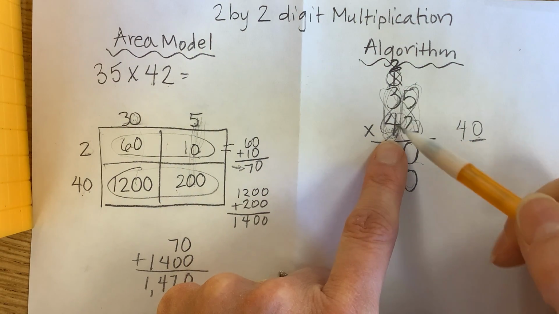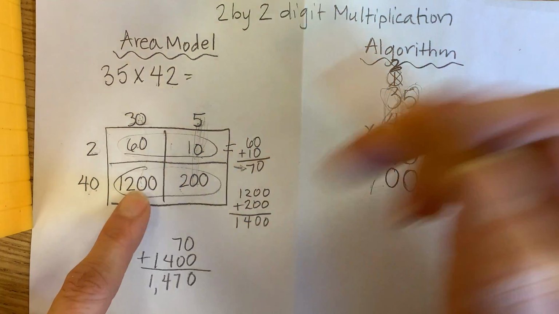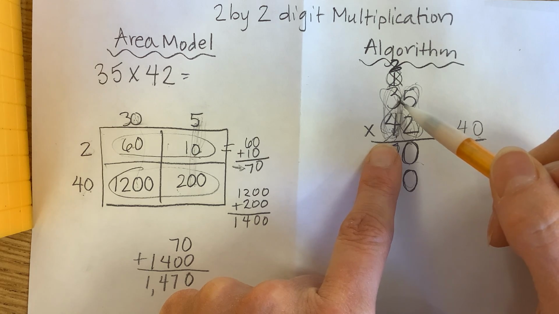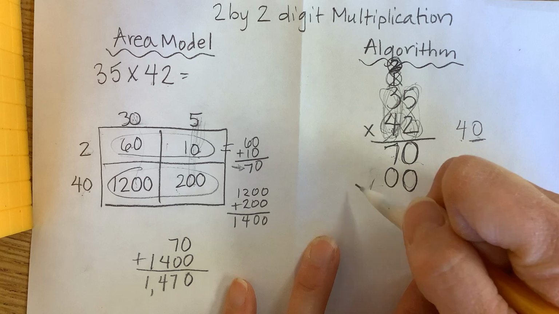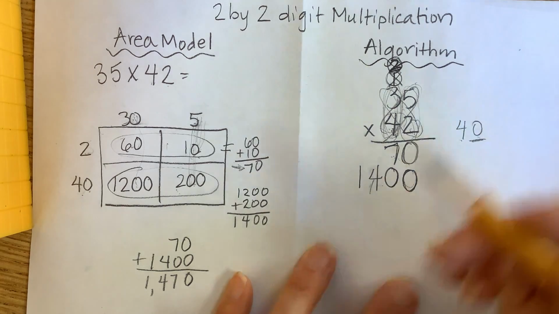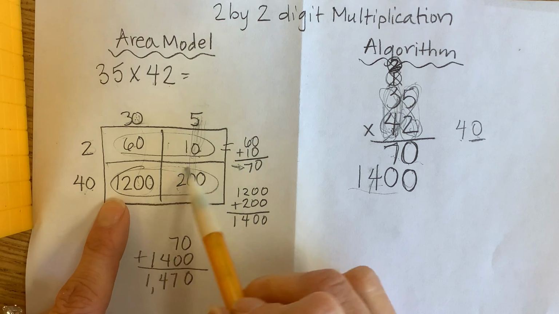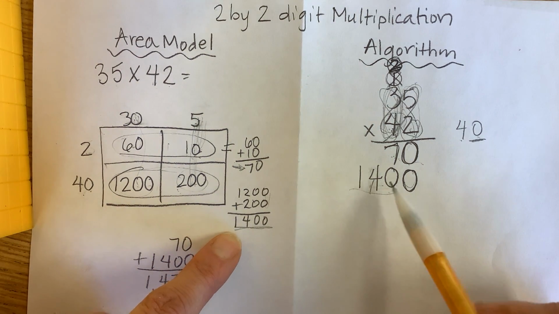But now we're going to do tens and tens together. That's like we are doing 30 and 40 here. So 4 times 3 is 12, plus 2 more, 12, 13, 14. And we really get that 1,400 if you added the 1,200 and the 200 together here. You're getting 1,400 for that partial product.